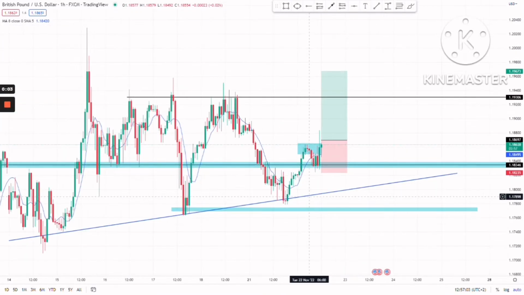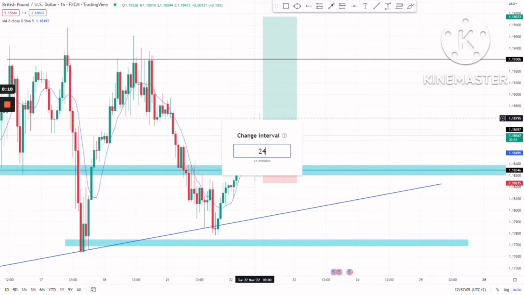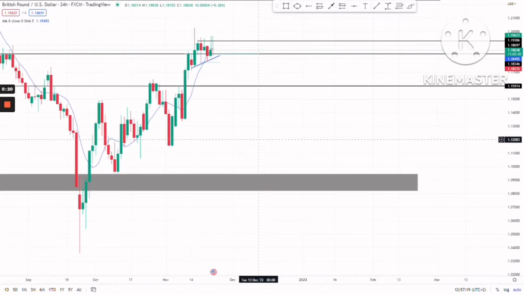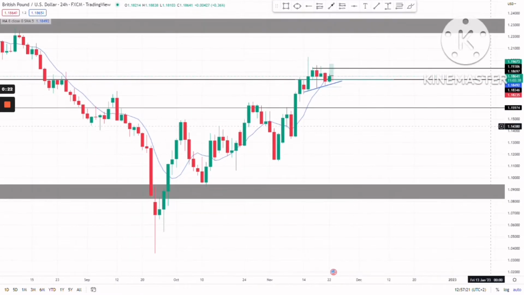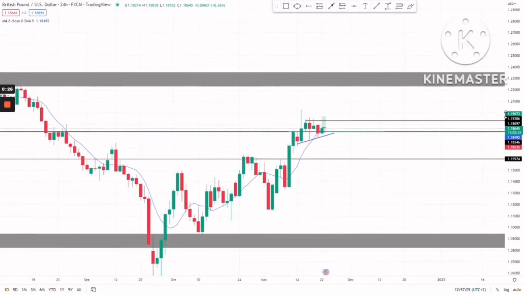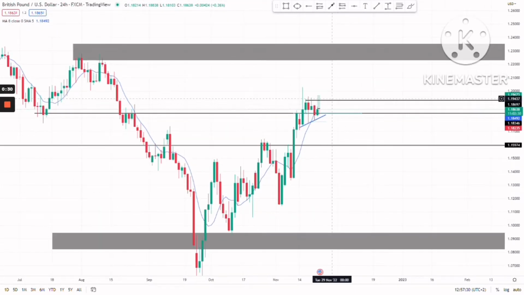Everyone, so I'm taking you through my GBPUSD trades. Starting off from the daily, what I saw this morning: as you can see, my key levels are already on my chart. My key levels, support and resistance, the same thing.